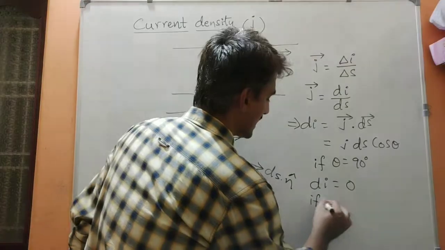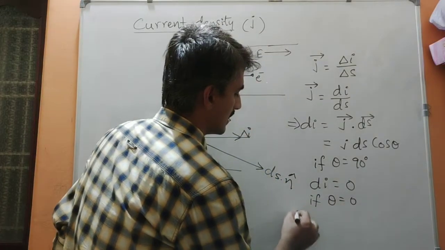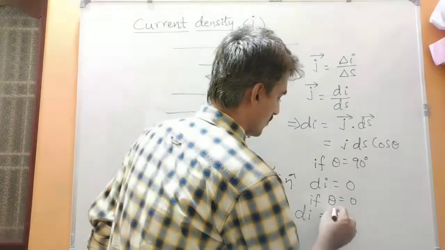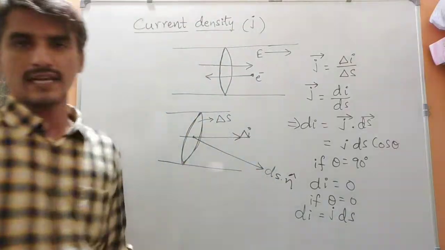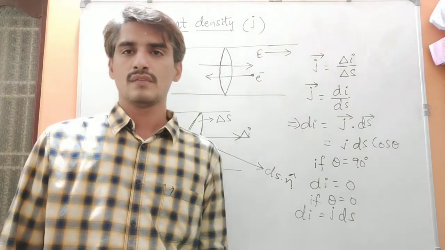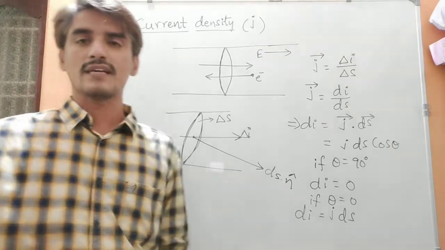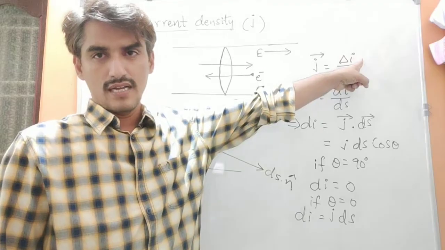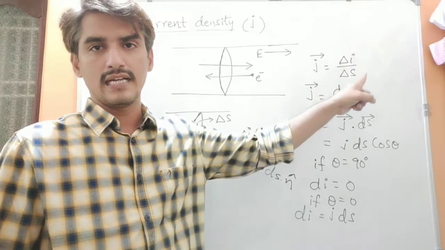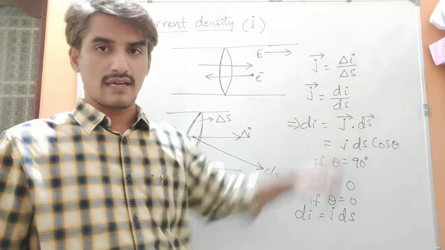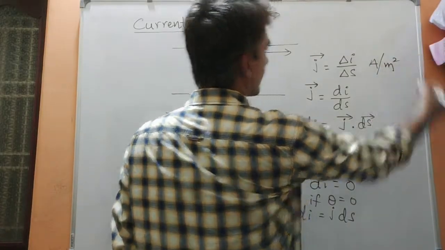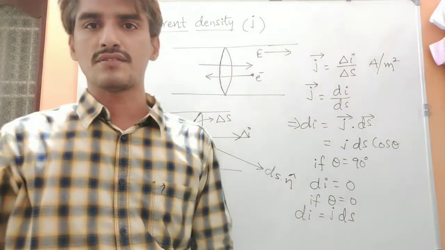And if theta is equal to 0, then dI will be maximum, that is J dS. What is the SI unit of current density? I means amperes and S means meter square, so we can write it as ampere per meter square. The SI unit of current density is ampere per meter square.